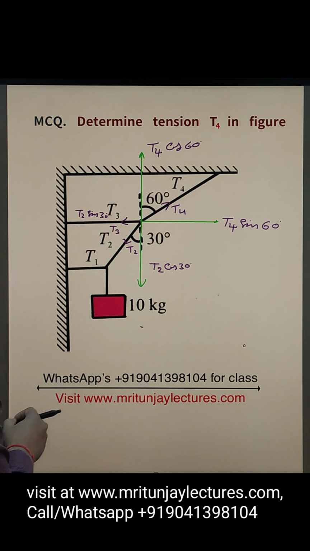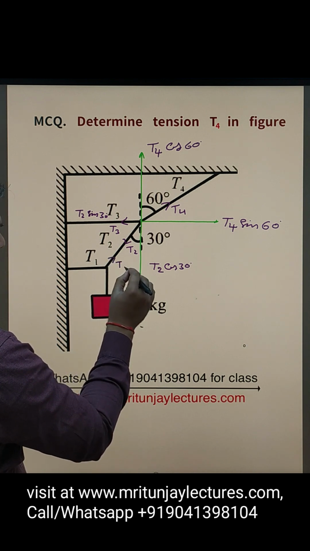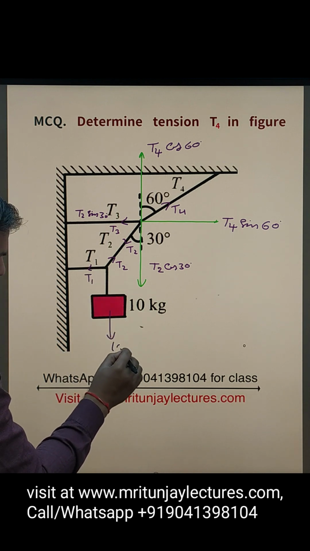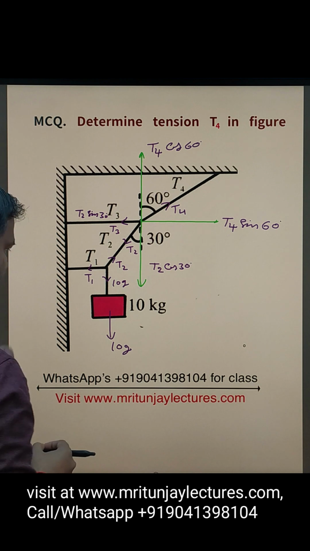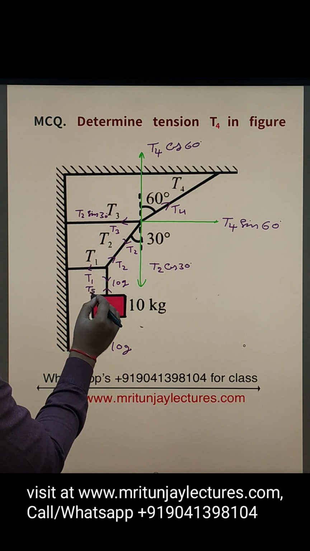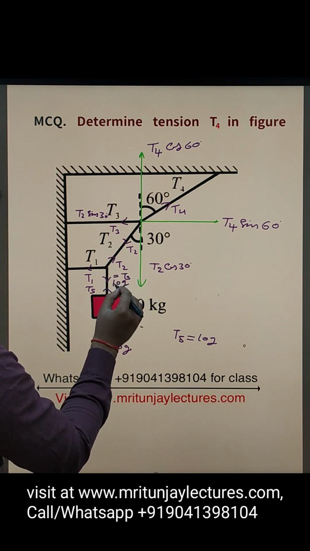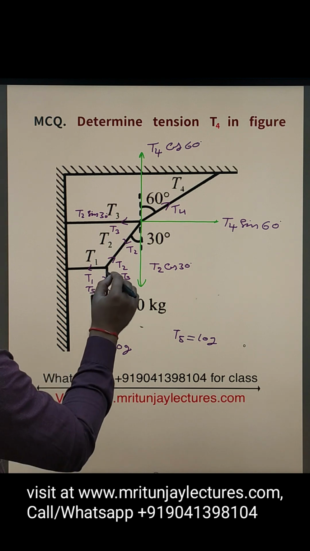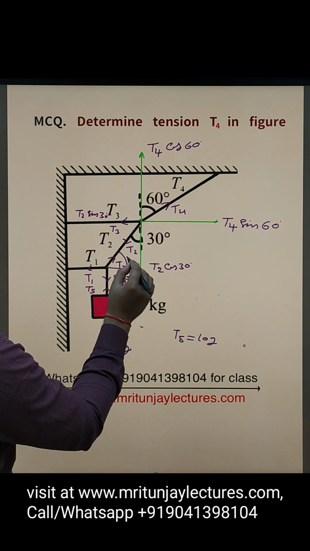Okay, now after that, here T2, here T1, here weight how much? 10g. It means here also 10g. Okay, clear or not? If any doubt, the whole system is in equilibrium. So if you consider T5, this will equal 10g. So that one is T5. So T5 also 10g. Clear or not? Okay. And what about that angle? That angle is here 30, here 90. So that angle is 60 degree.